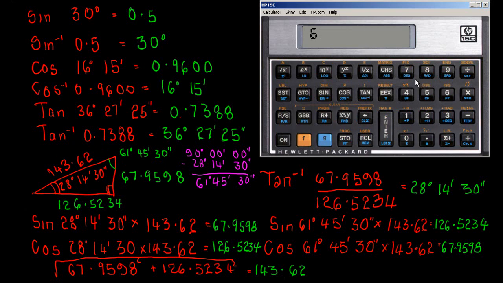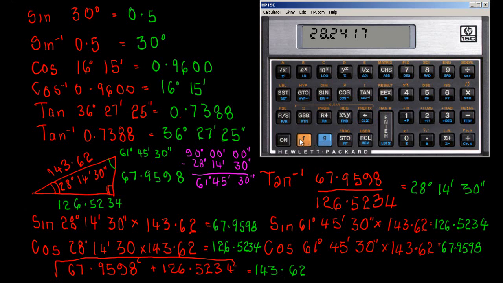So now we can go 67.9598. So there it is, 67.9598. xy 126.5234, and all its decimals, I might add. And so then if we just push divide there, and then take the tan to the -1 of that, we get 28.2417, which is our decimals of a degree.